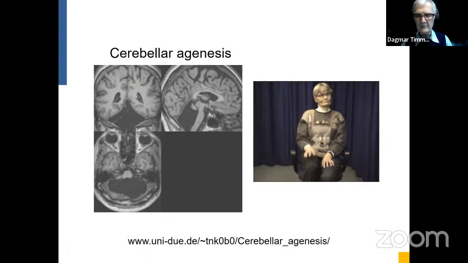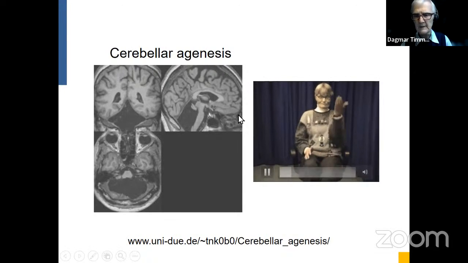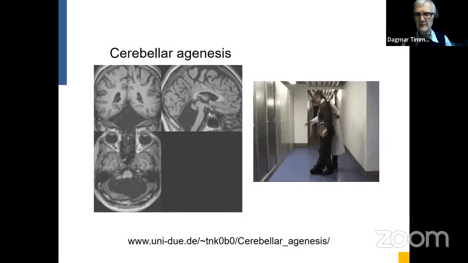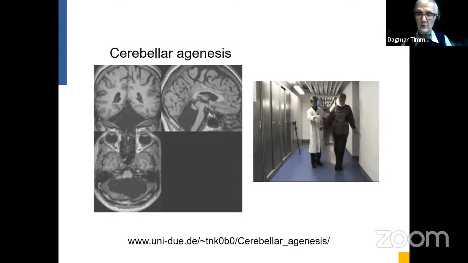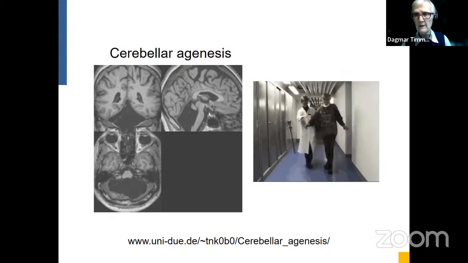This patient has motor dysfunction, but surprisingly little. So when you look at her arm movements, there is some dysdiadochokinesia, but not that much. And here you see how she stands. She has a balance deficit, but surprisingly little, given that she has no cerebellum at all. She needed longer to learn to walk than a healthy child.